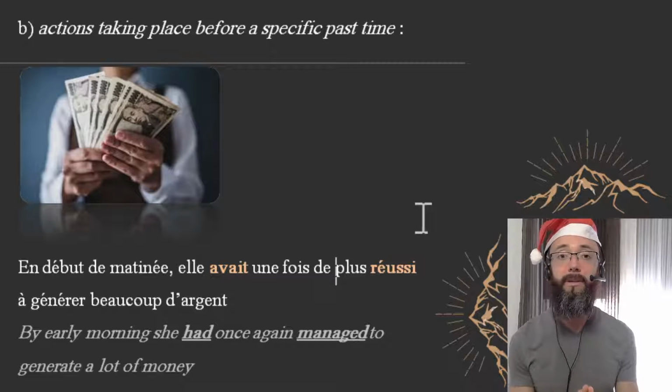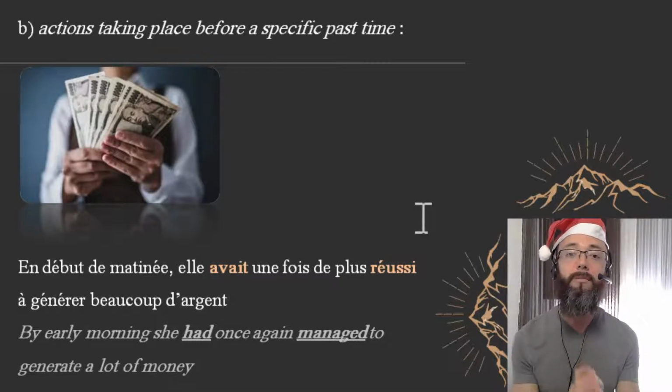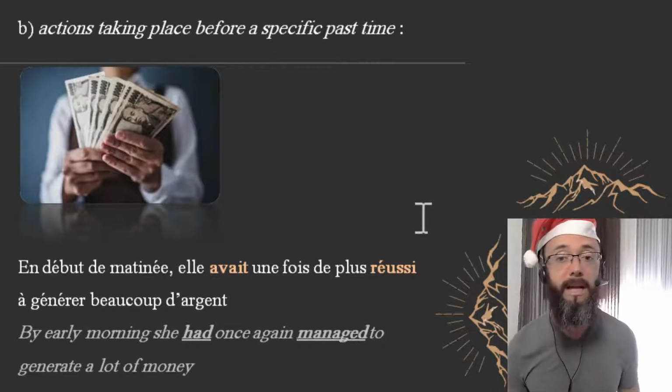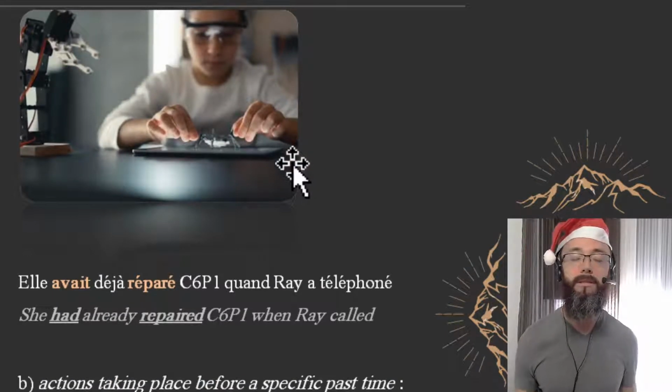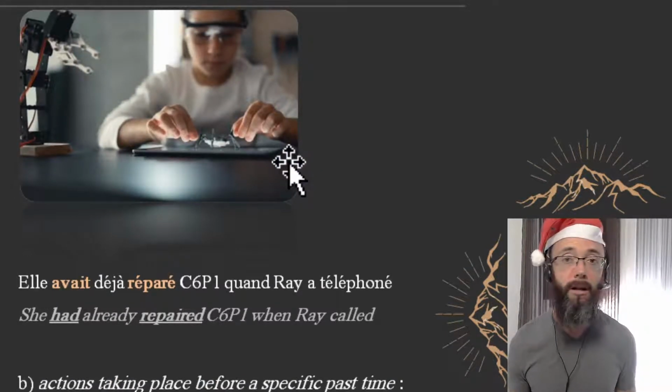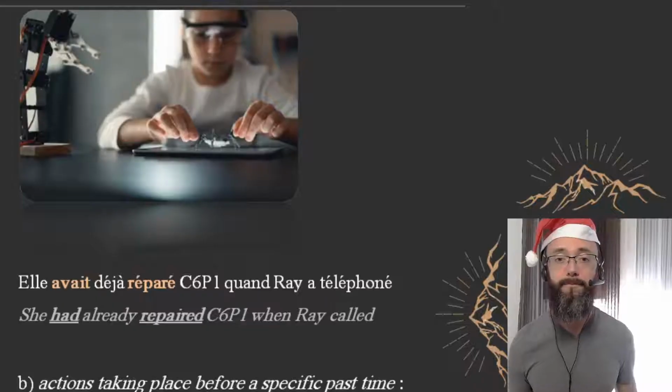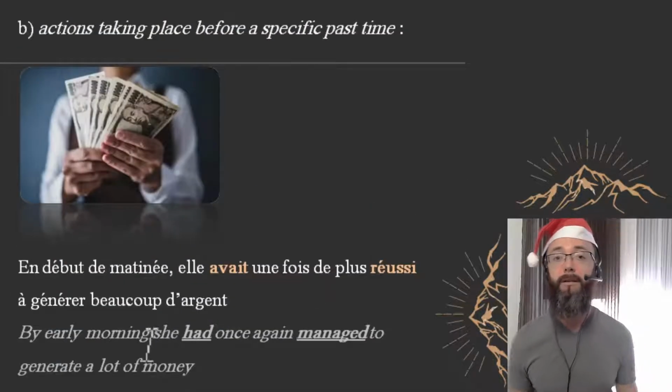So another example here. By early morning, she had once again managed to generate a lot of money. So, you know, that girl, she repairs robots and everything. She makes a ton of money because she's young. So she has a YouTube channel and she works with affiliation and everything. She gets checks and PayPal money all the time because she repairs those robots all the time. And so, by early morning, she had already managed to generate a lot of money.